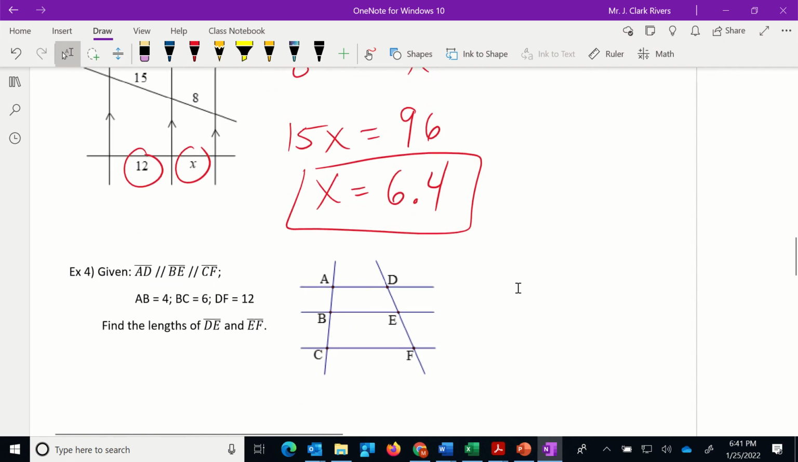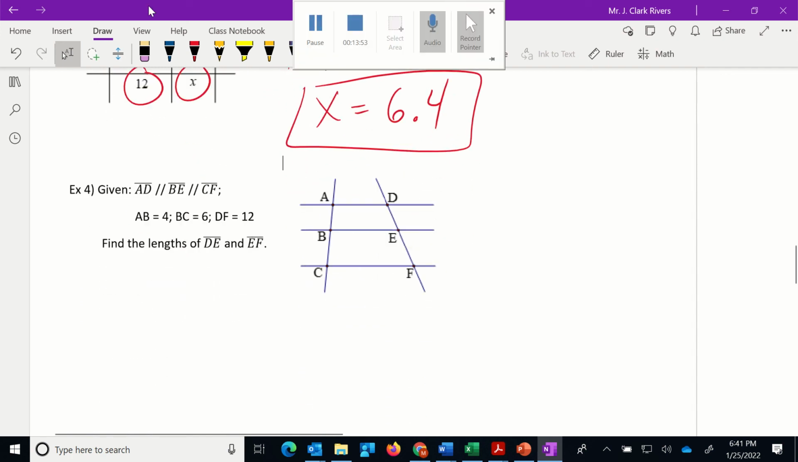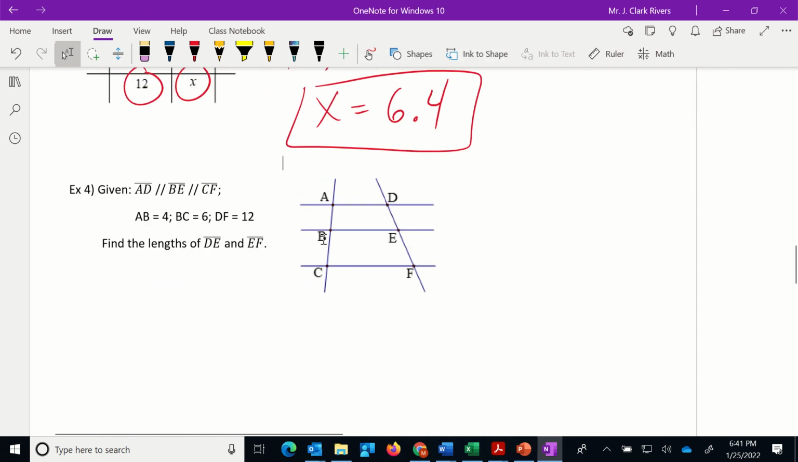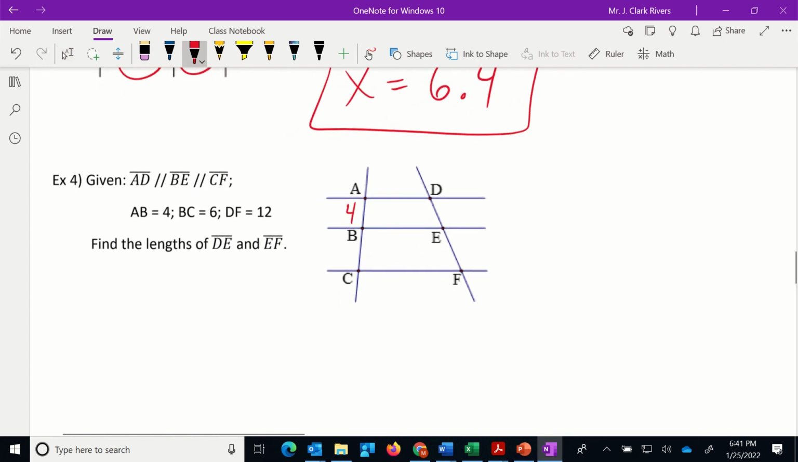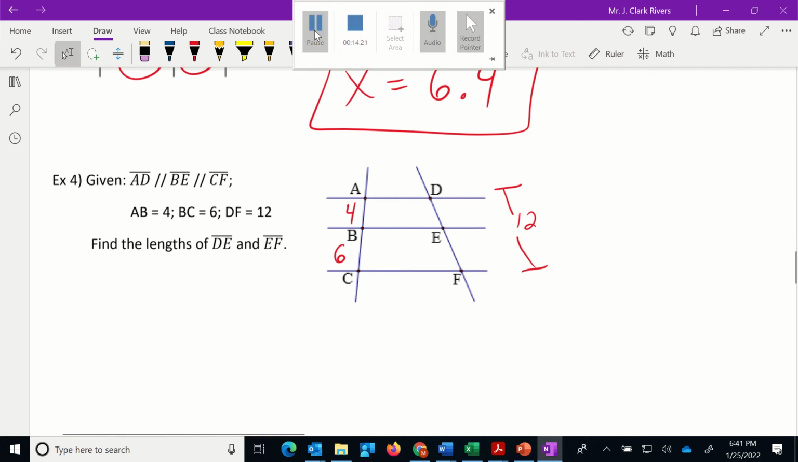On to example 4. Given that AD is parallel to BE is parallel to CF, and AB, let's label this, AB is equal to 4, BC is equal to 6, DF, be careful here, this is the entire thing, DF is equal to 12. Find the length of DE and EF. So be careful here, especially with DF. Pause the video now, give this one a try on your own.